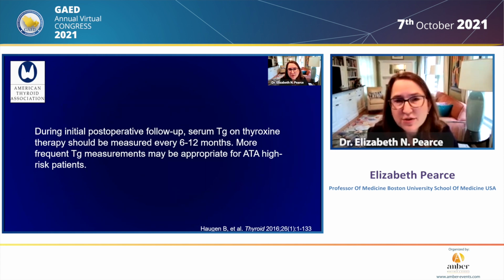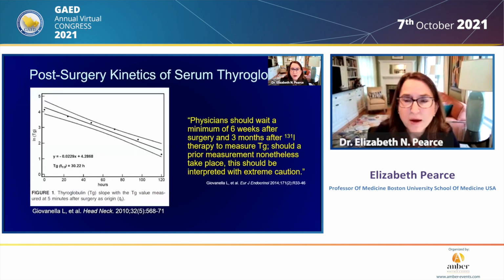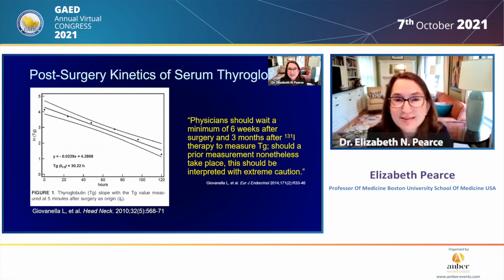Current guidelines recommend that for our patients who do undergo thyroid surgery, during the initial postoperative follow-up, we should check a serum thyroglobulin on thyroxine therapy about every 6 to 12 months, possibly more frequently in those patients who have high-risk tumors. But timing of our initial baseline assessment matters. Important to note that in patients who have thyroidectomy, just the surgical manipulation of the thyroid gland at the time of the operation can cause an increase in serum thyroglobulin levels, and that has a pretty long half-life. So those high thyroglobulins can persist for a number of weeks.